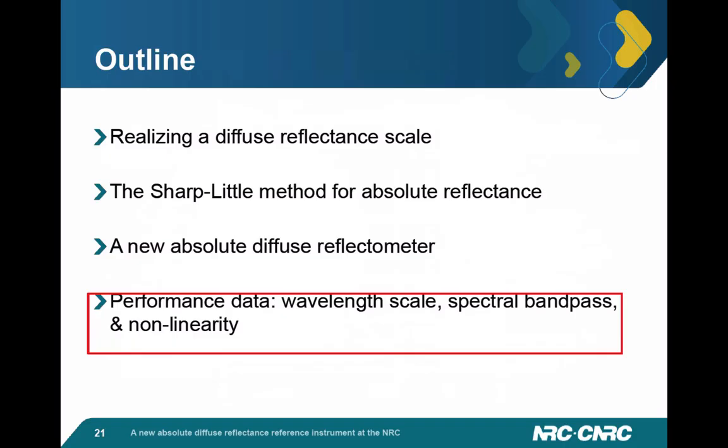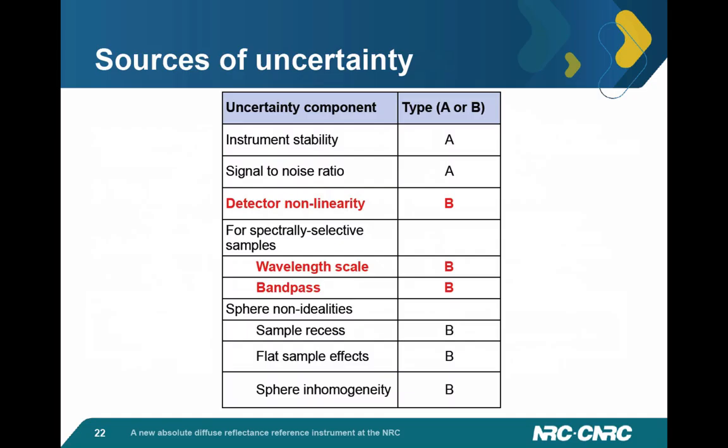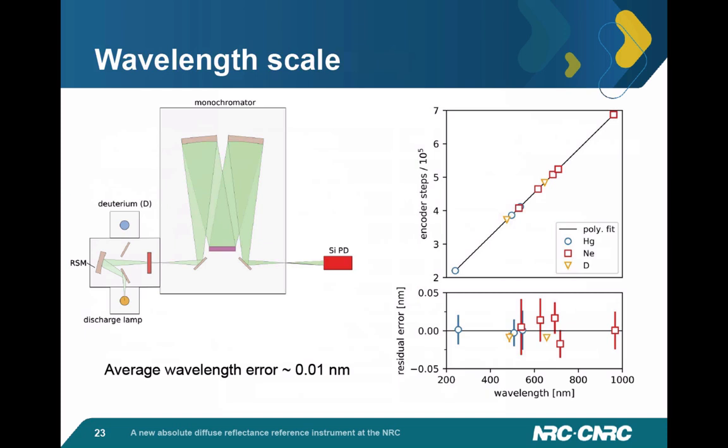Okay, so at this point I'll tell you a bit about some of the preliminary data that we've collected to characterize some of these other sources of uncertainty, namely detector nonlinearity, wavelength scale, and spectral bandpass. We characterized the wavelength scale in the following way. We looked at atomic emission lines from 3 different light sources: neon and mercury low-pressure discharge lamps, and the instrument's deuterium light source.